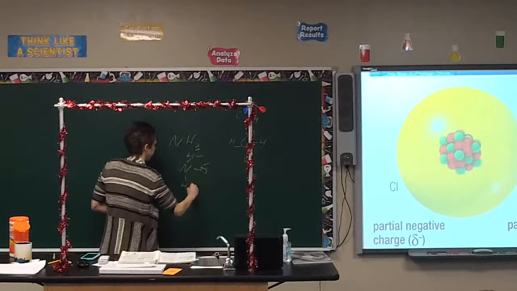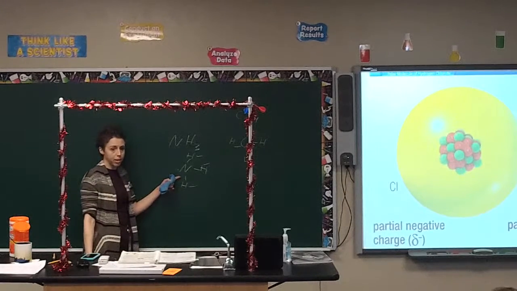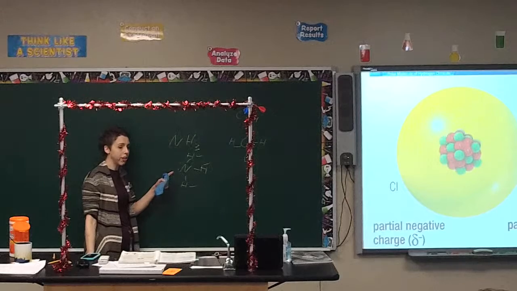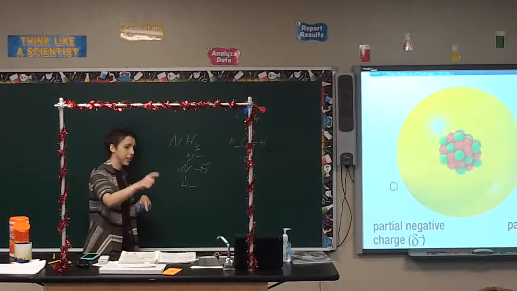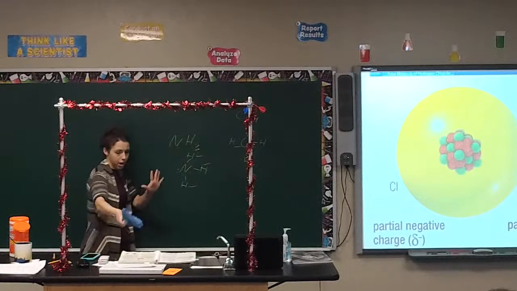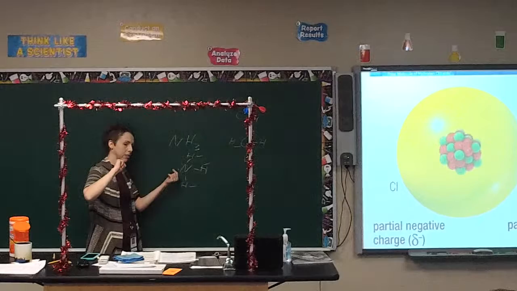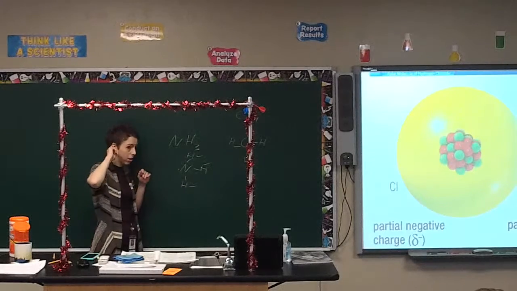So each hydrogen is happy. Alright, what about nitrogen though? Because nitrogen is only bonded to 3 other hydrogens. So is nitrogen happy? Chris? How many electrons did it start off with? 5. And if it's sharing an additional 3, it's happy. Nitrogen is happy.